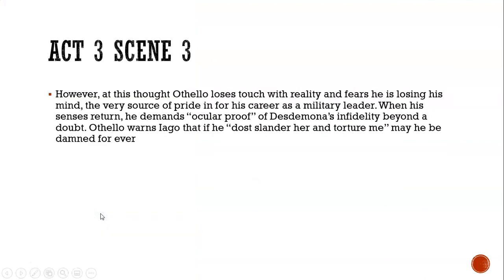Now, at this point, though, Othello has lost it so much that he feels that he's just gone crazy. And so he's lost the very thing that is his pride as a military leader, and that is the ability to think rationally with his mind. That's what's made him a great military leader. And so when his senses return, he demands that Iago give him ocular proof of Desdemona's infidelity. And so Othello warns him, hey, if you don't give me real proof, I'm going to turn this anger around on you. And so that's the proof that he is wanting from Iago.